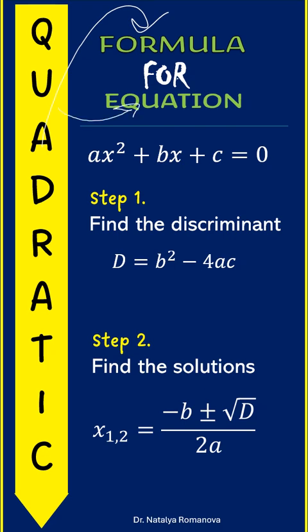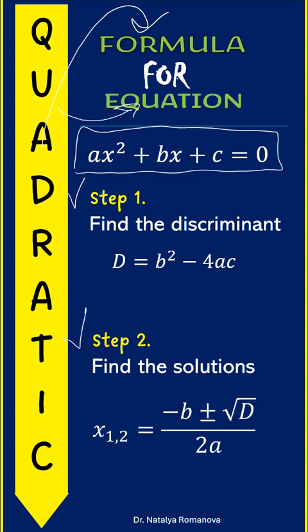If you have a quadratic equation in standard form ax squared plus bx plus c, step 1, we need to find the discriminant, using the formula D equals b squared minus 4ac. Step 2, we can find the solution using the formula x sub 1, x sub 2 equals negative b plus or minus the square root of the discriminant divided by 2a.